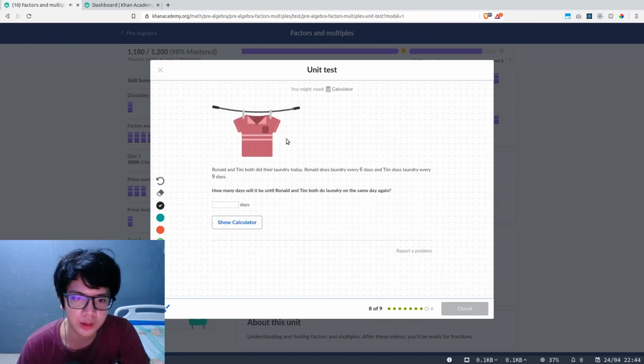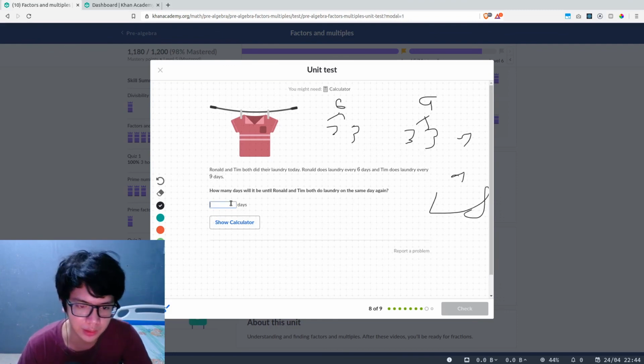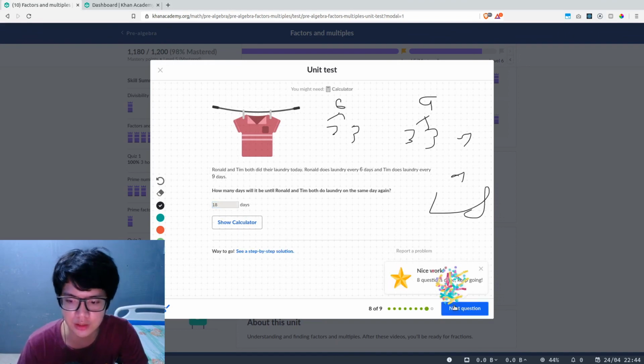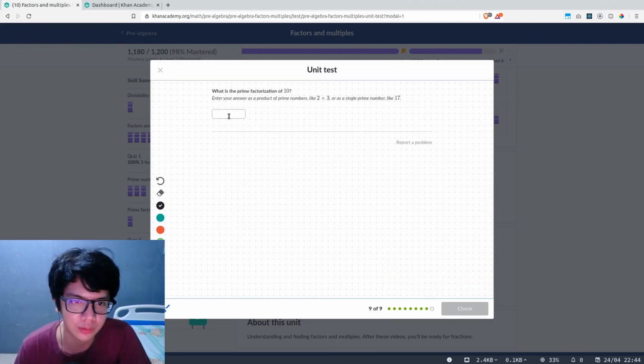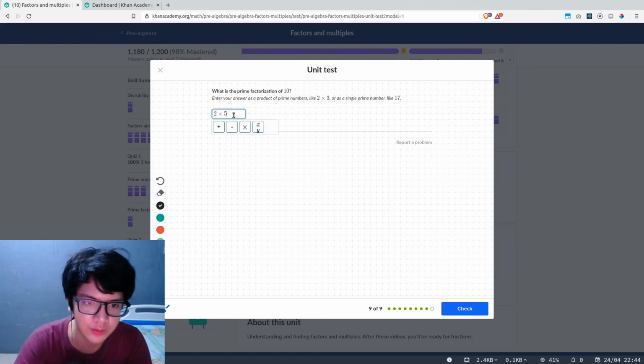Ronald and another both did their laundry today. Ronald does it every 6 days. 6, 2, 3, and 9, and 3, 3. So for LCM, that's 2, 3. So I'm going to multiply this by 2. We got 9 times 9. We have 18 days. 18 days. What's the prime factorization of 10? Oh, wow. It's going to be 2 times 5.